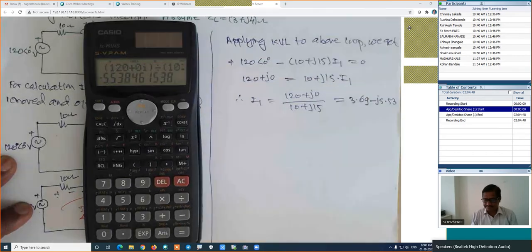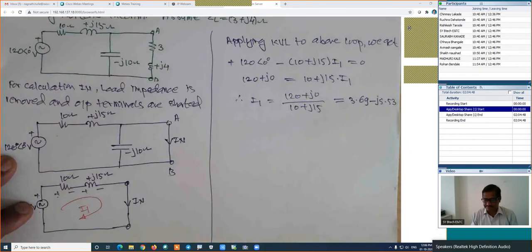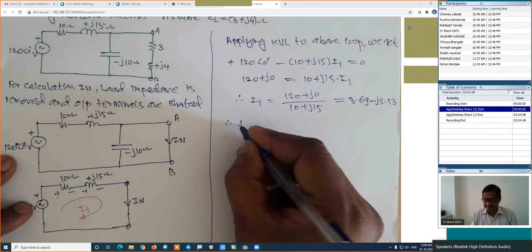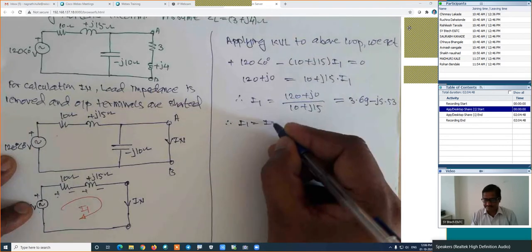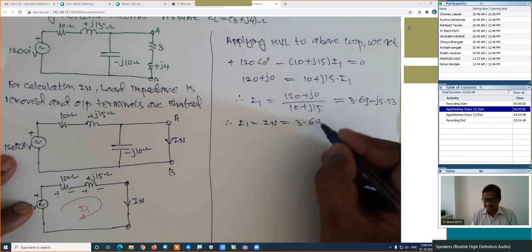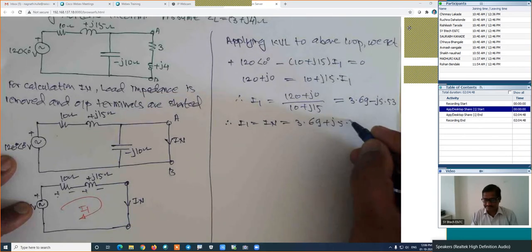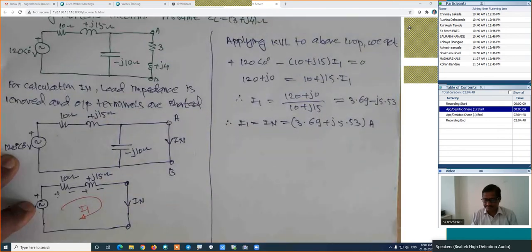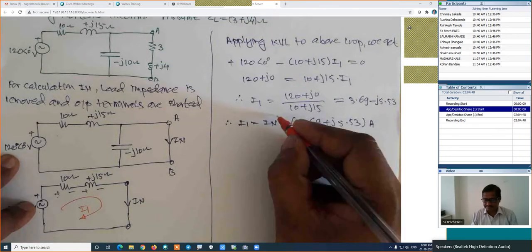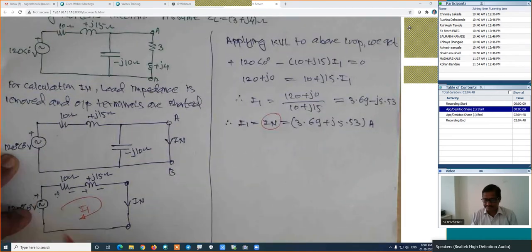5.53. Is it right? This is current. If we know the current, we are interested in this current itself, because this current is same as IN. Therefore, this I1 is equal to IN, which is equal to 3.69 plus J5.53 amperes. This is the Norton's current, IN, because this I1 is same as IN. Otherwise, instead of naming it I1, we would have named it IN.